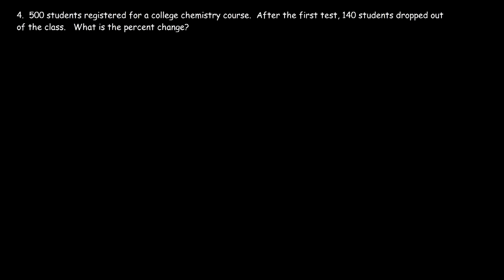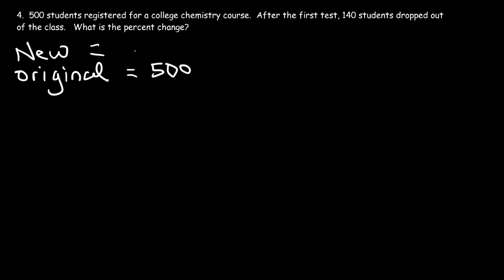Number 4. 500 students registered for a college chemistry course. After the first test, 140 students dropped out of the class. What is the percent change? So in this problem, identify the new value and the original value. The original value, you can clearly see that it's 500 students. The new value is the original value minus the change. 140 students dropped out of the class, so that means that there's only 360 of the 500 original students remaining.